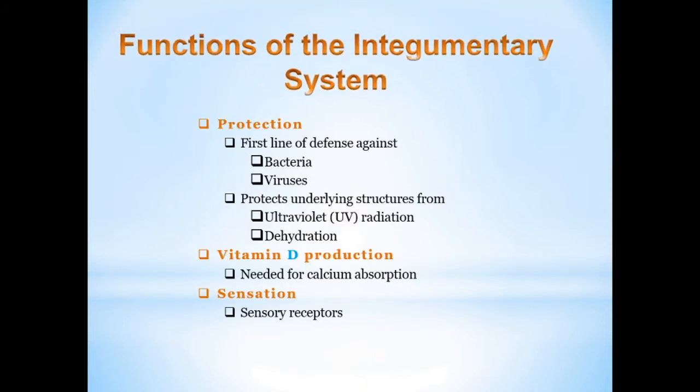Now we will see the functions of the integumentary system. The most important function of the integument is protection. It acts as the first line of defense against the bacteria and viruses. It protects the underlying structures from the ultraviolet radiations and it also avoids the dehydration of the body. It supports and protects the soft tissues against the abrasions and microbes.